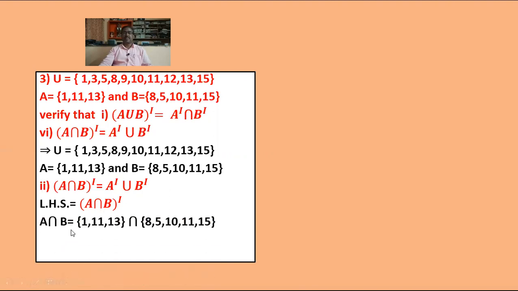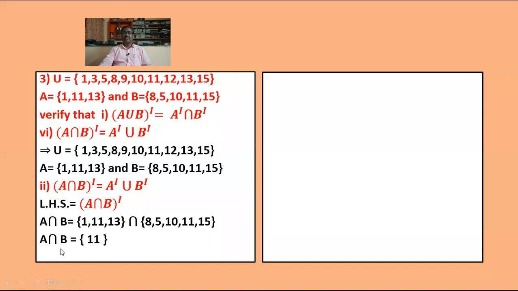A intersection B: sets A and B contain only common elements. Which is the common element? 11 is the common element. Therefore, A intersection B is equal to, in curly brackets, 11. A छेद B या दोन संचामध्ये एकच कॉमन घटक आहे, तो म्हणजे 11. तो A इंटरसेक्शन B मध्ये 11 एलिमेंट्स येईल.